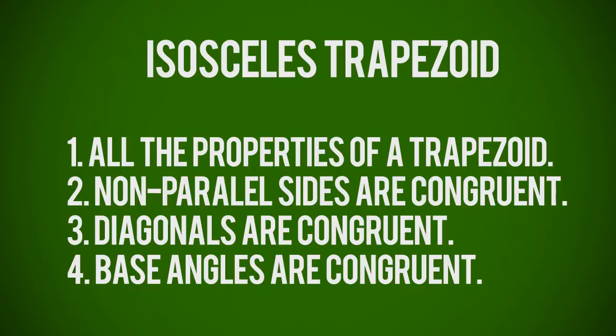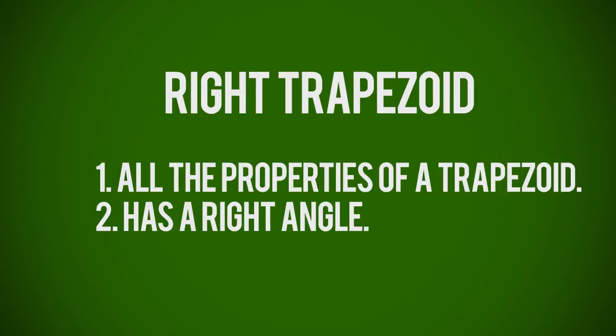Now, let's branch out of the trapezoid. A trapezoid branches out into 2 subcategories: an isosceles trapezoid and a right trapezoid. An isosceles trapezoid has all the properties of a trapezoid, non-parallel sides congruent, diagonals that are congruent, and base angles that are congruent. And finally, a right trapezoid has all the properties of a trapezoid and a right angle.